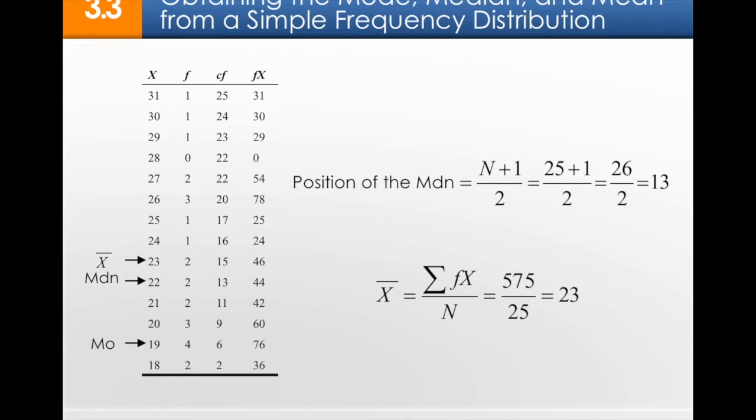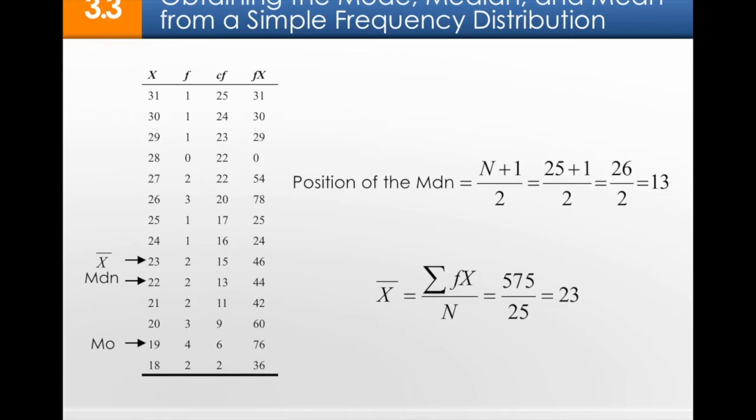So it's showing us here that X bar, recall that X bar is the mean, is 23, the median is 22, and then the mode we can figure out pretty easily by looking at the column F, right? In column F, we can see the largest number is 4, and that is 19.